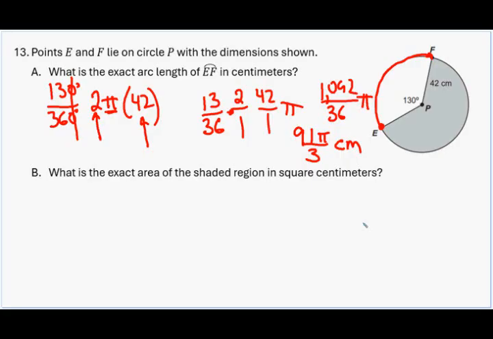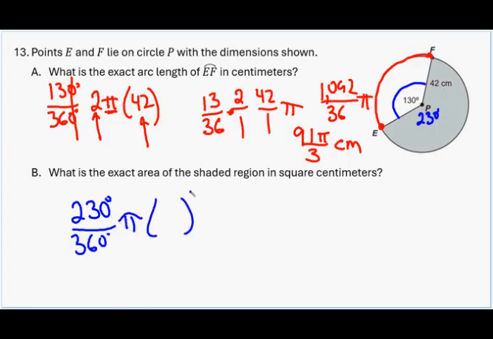Okay, and part B, what is the exact area of the shaded region? Well, the shaded region is opposite this 130. So 360 minus 130 leaves us 230. So in the shaded region, our percentage of the circle will be 230 over 360. And we're going to multiply that by pi radius squared. Radius is 42.